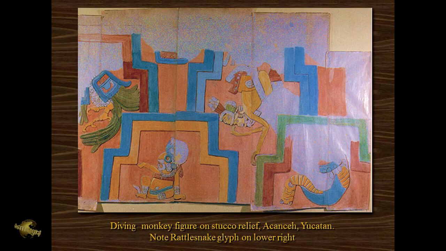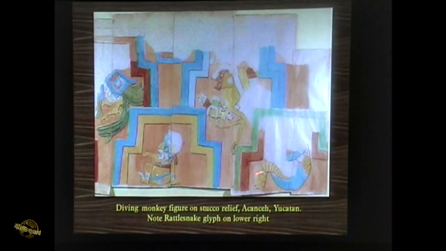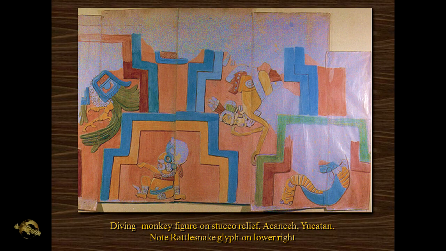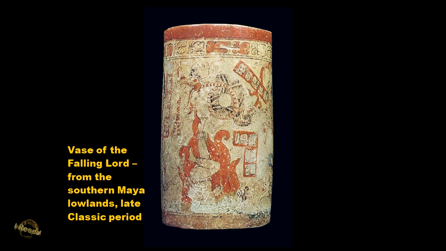Wild. The diving monkey figure on a stucco relief from Akansa in the Yucatan, and there again is the rattlesnake glyph representing the Pleiades, and this is part of a zodiac. You have a diving monkey figure, and you can't see this very clearly, I'll show you a better depiction of it.